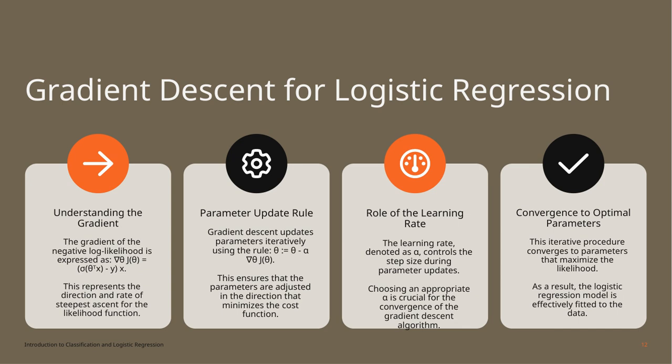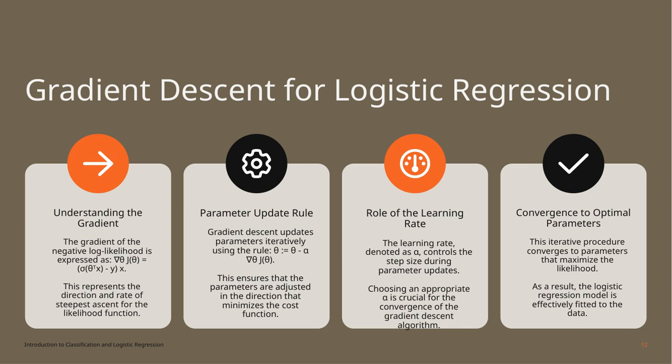Next, we have the parameter update rule, which is fundamental to gradient descent. It involves iteratively updating our parameters theta by subtracting alpha times the gradient of J(theta). This process ensures we move in the right direction, towards minimizing the cost function and improving our model's fit.